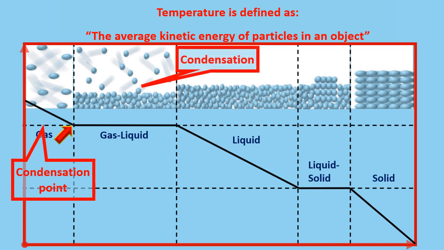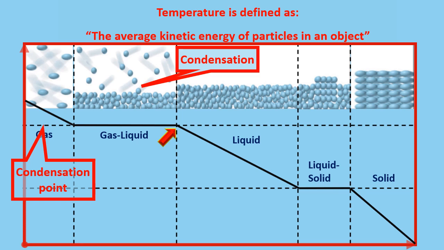However, condensation is the physical process that results in the phase transition of a substance from a gas to a liquid. Once the temperature of the substance reaches its condensation point, as long as heat continues to be removed, the temperature will stay at the condensation point until all of the gas turns into a liquid.